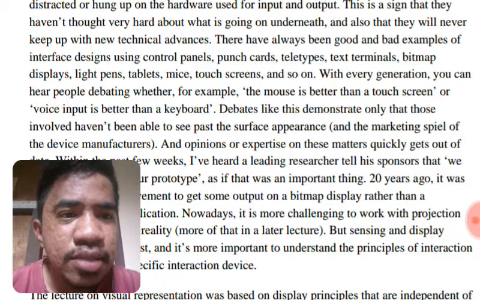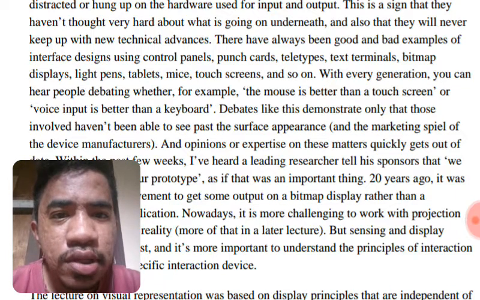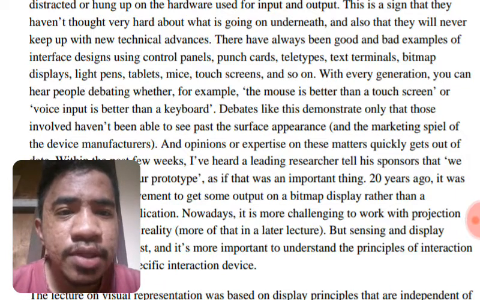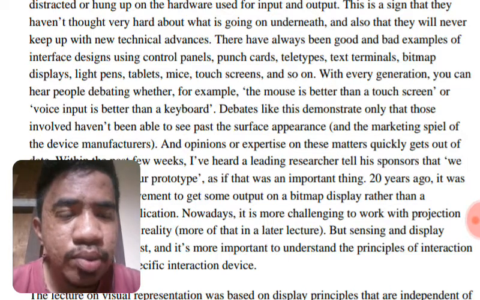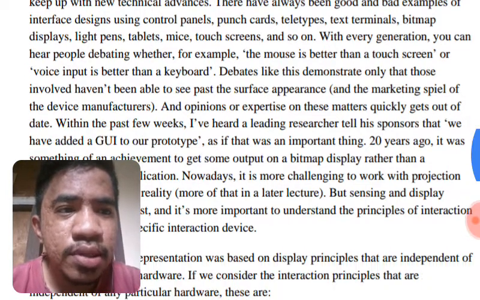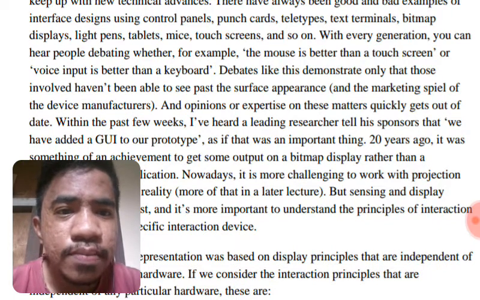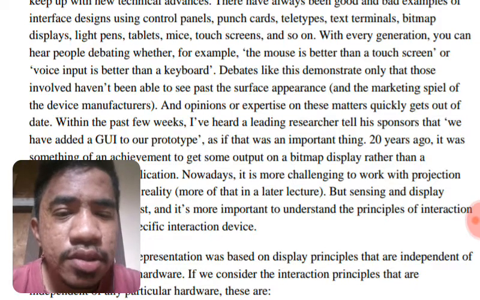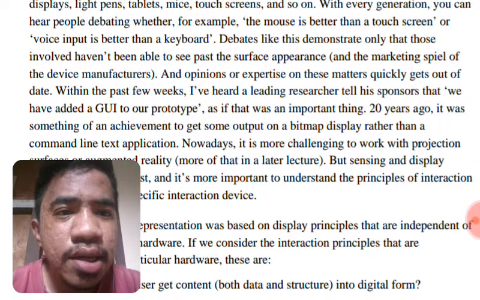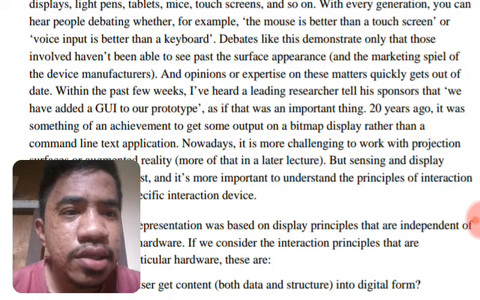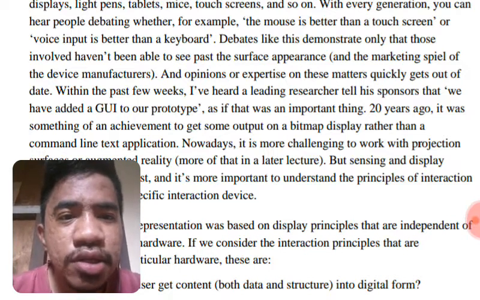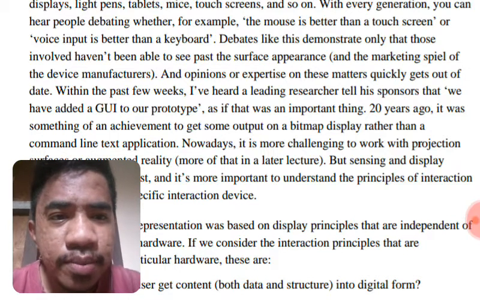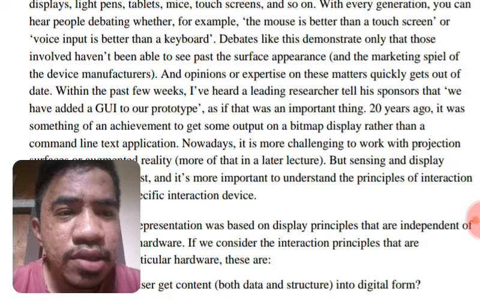Debates like this demonstrate only that those involved haven't been able to see past the surface appearance and the marketing spiel of the device manufacturer. An opinion or expertise on this matter quickly gets out of date. Within the past few weeks, I heard a leading researcher tell his sponsor that we have added a GUI to our prototype, as if that was an important thing.